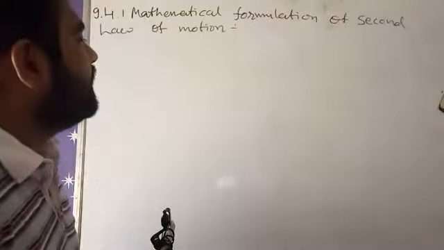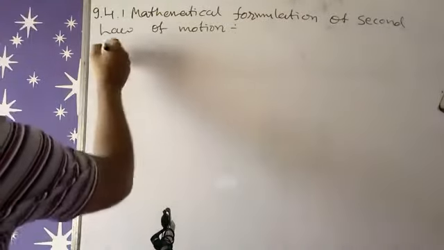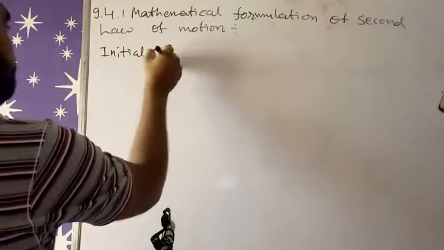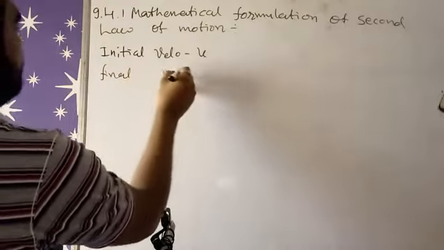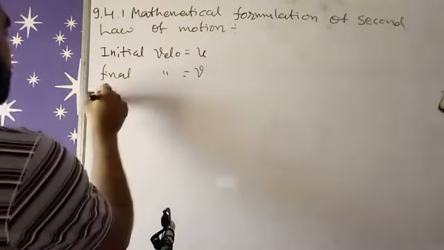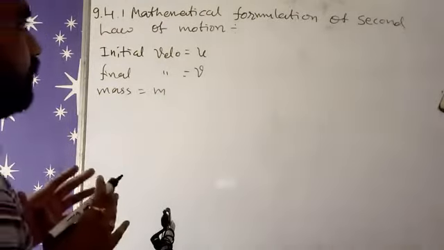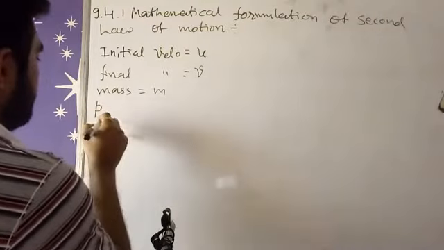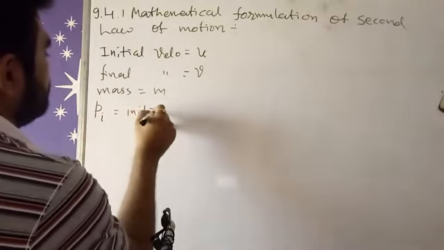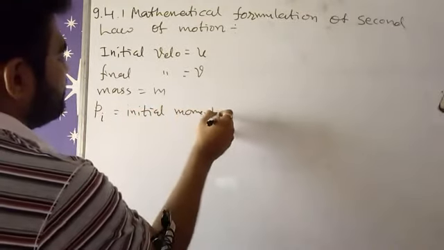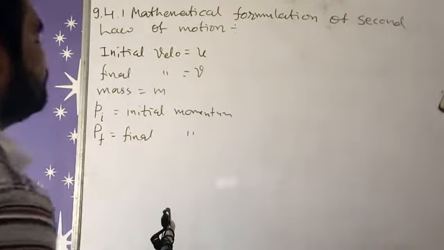Now our topic is the mathematical formulation of the second law of motion. See, initial velocity is u, final velocity is v, and the mass of our object is m. Momentum: if I write p_i, that means initial momentum, which is linear momentum, and p_f is our final momentum.